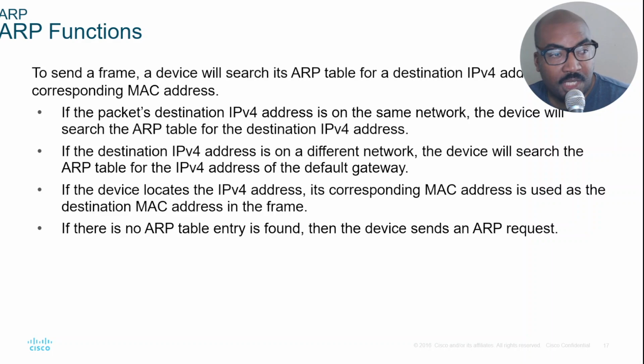All right, going back to the knocking. To send a frame, a device will search its ARP table for the destination IP version 4 address and the corresponding MAC address. If the packet's destination IP version 4 address is on the same network, the device will search the ARP table for the destination IP version 4 address.